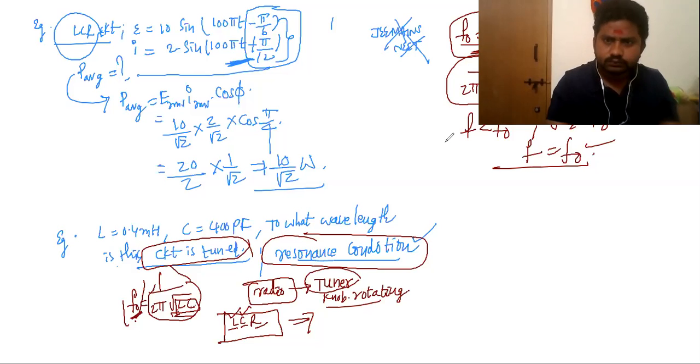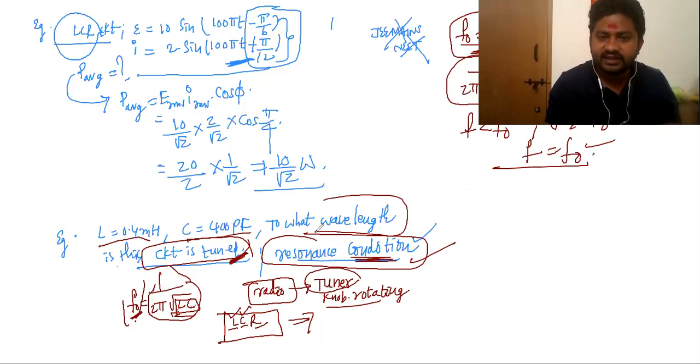Now, let's have a concept. Come back to our concept. That is the resonance condition, and the circuit is tuned. When the circuit is tuned, you should understand this is the resonance condition. Now, the L value is 0.4 millihenry and the C value is given. Then you should find to what wavelength it is tuned.